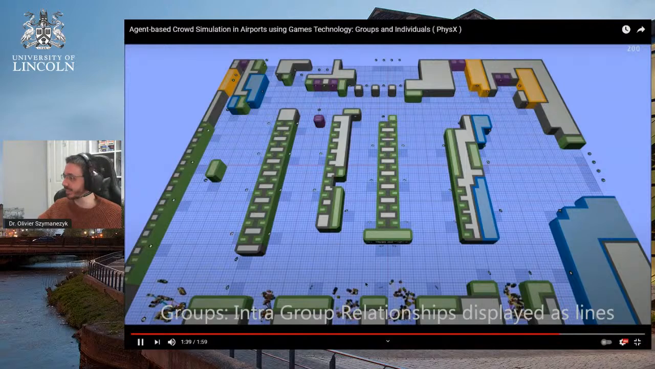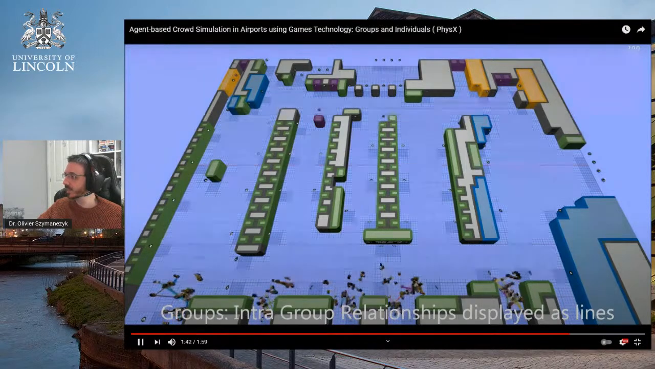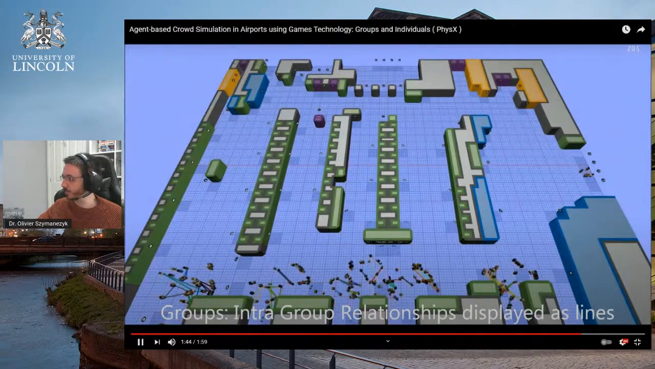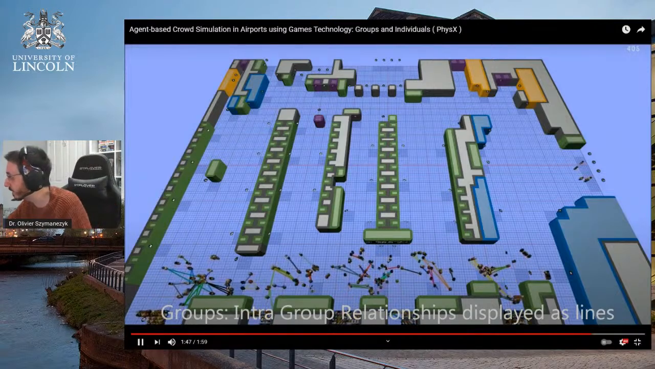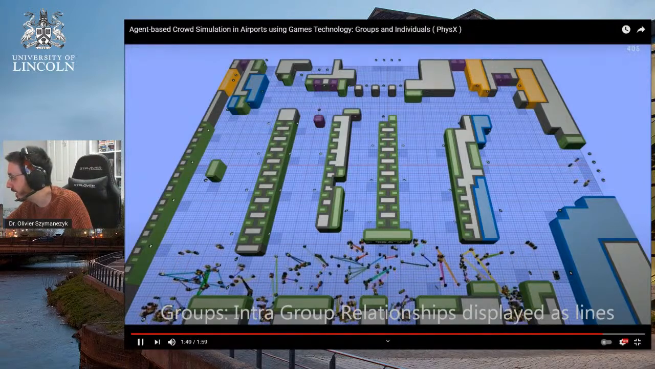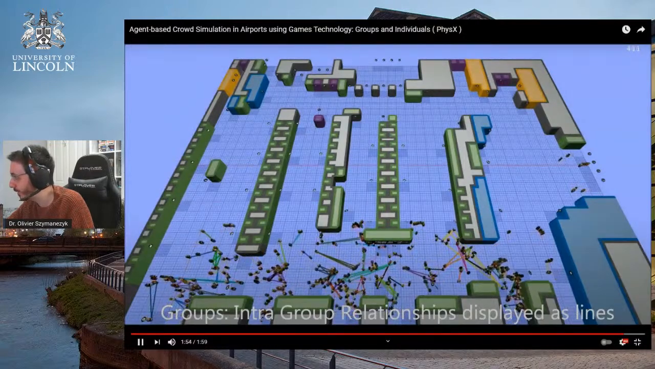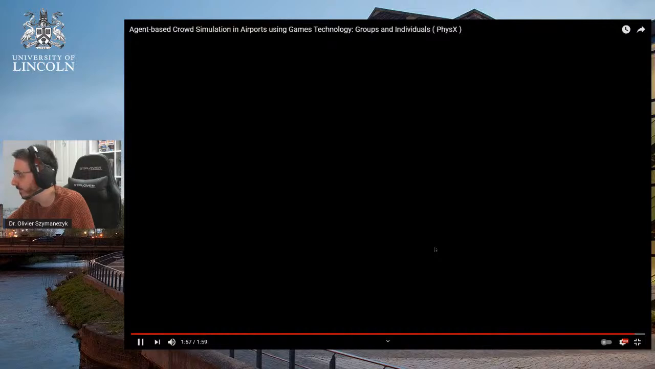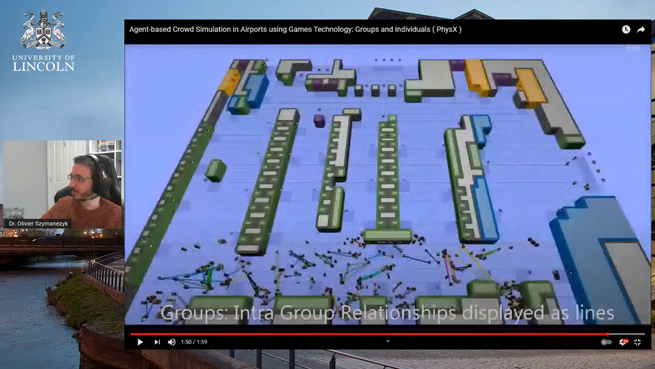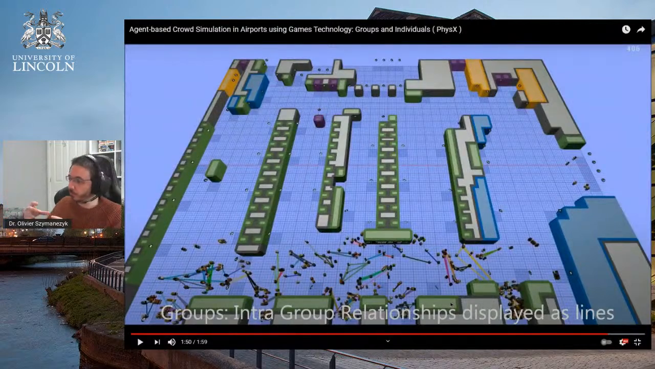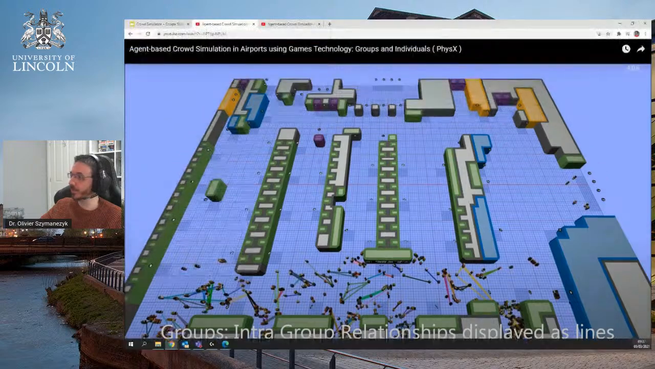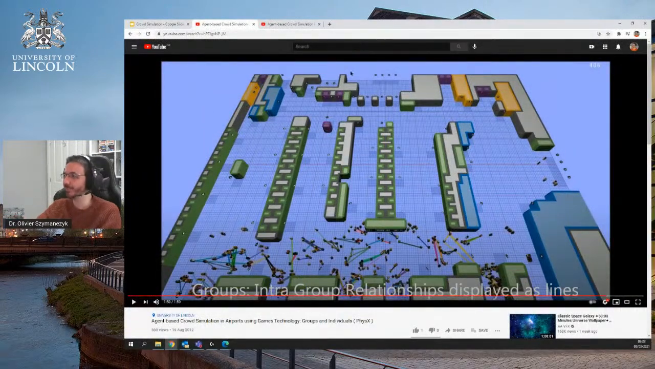Actually, to make things a bit easier, I'm now drawing the lines between individuals who consider themselves as part of a group. So for instance, we've got a group here of five individuals, and they're trying to stay together. So actually that changed the behavior just slightly, not much, but it's more realistic to have groups within those crowds. That affects behavior a lot. It doesn't affect the visuals a lot, but it affects behavior in the long term quite a lot.